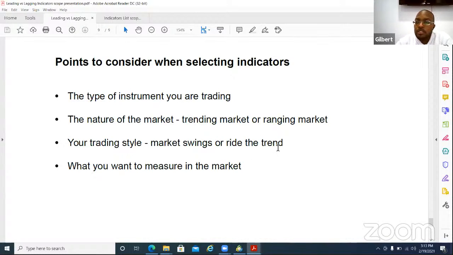Or are you a trend trader? Do you ride the trend? So this will influence the kind of indicators you will use, and also what you want to measure in the market. So what is it that you want to measure in the market? Are you measuring volumes? Are you measuring momentum? Are you measuring trend? Are you measuring support and resistance? That will influence the indicators that you will select.